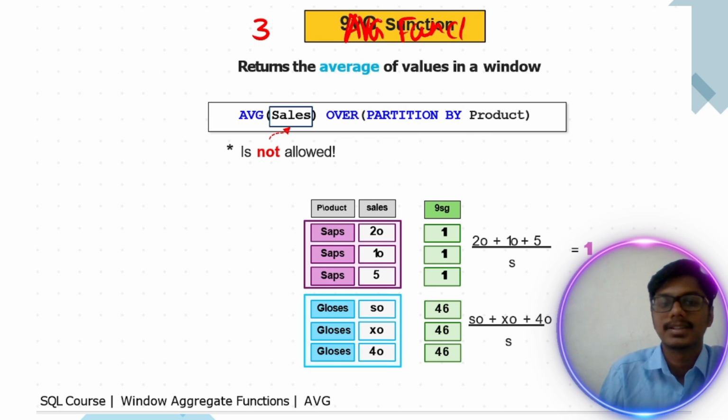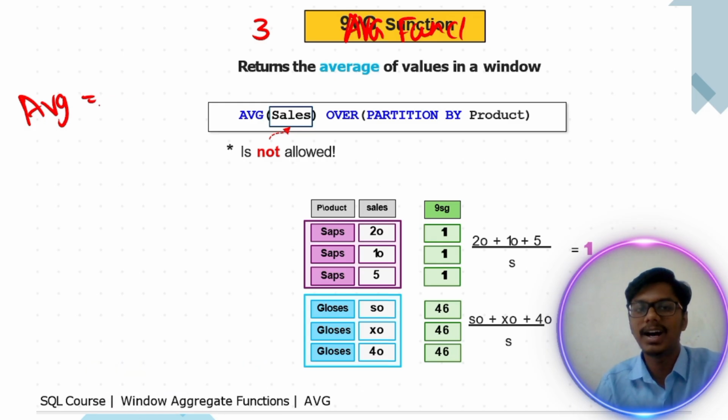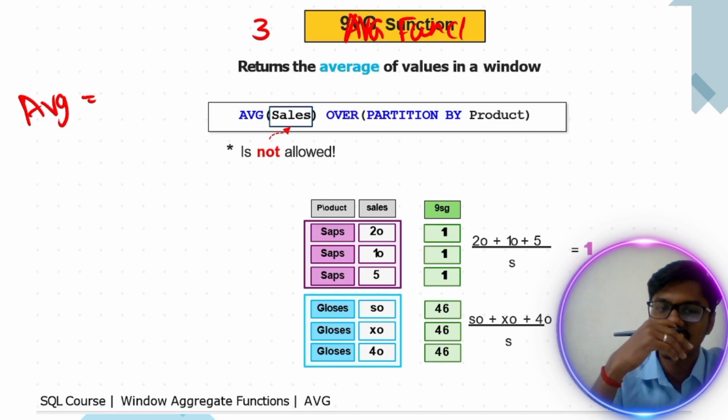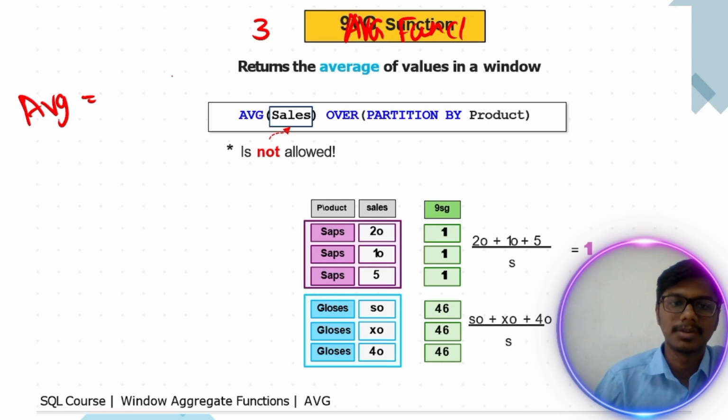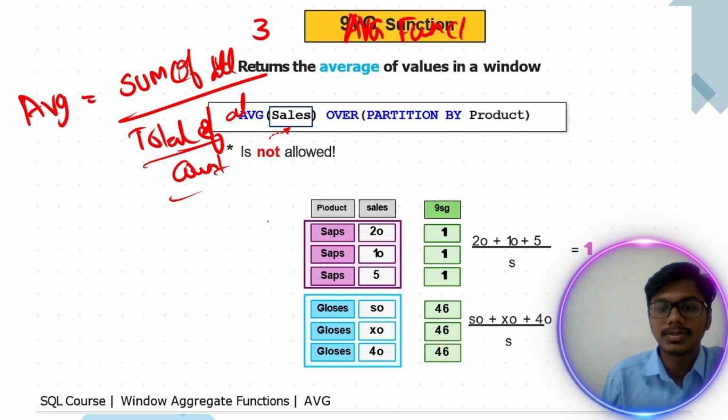What is meant by the average? Before getting into it, we want to know what the average means. Average is a concept you learn in 10th class itself. It is the sum of the sales, or whatever numbers, divided by the total number of values, that is, the count, right?